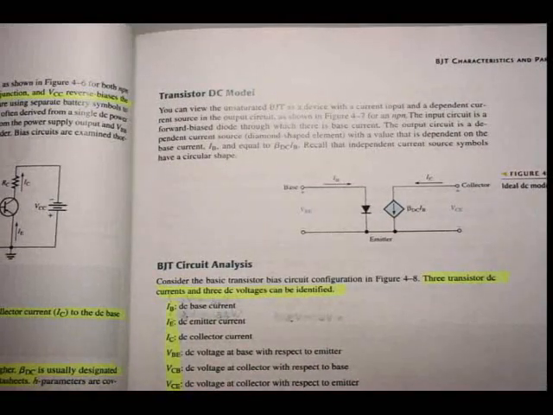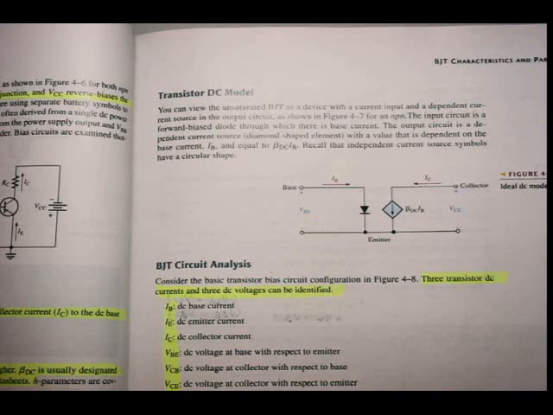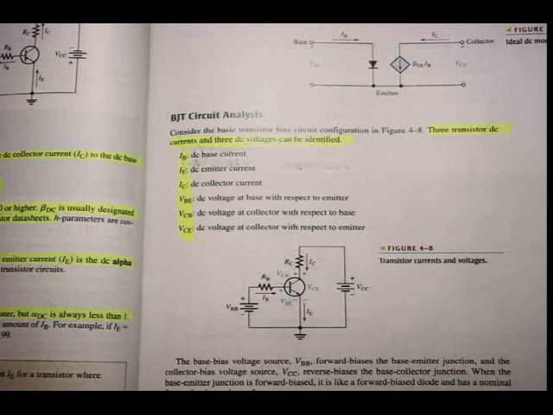as a device with a current input and a dependent current source in the output circuit, as shown in figure 4.7 for an NPN. The input circuit is a forward bias diode through which there is a base current. The output circuit is a dependent current source. That's the diamond shaped element with a value that is dependent on the base current, IB, and equal to beta DC times IB. Recall that independent current source symbols have a circular shape, as you've seen earlier in the textbook. But what is important here is that we're going to do the BJT circuit analysis now.